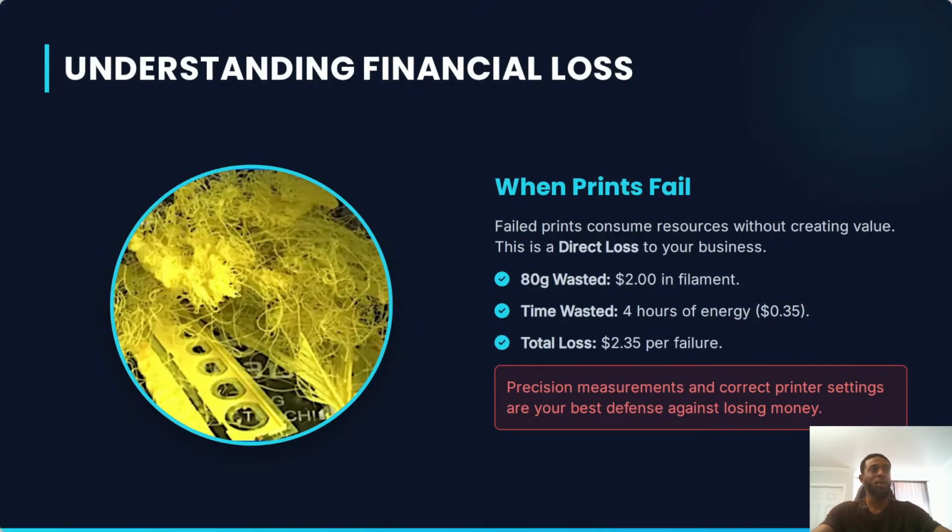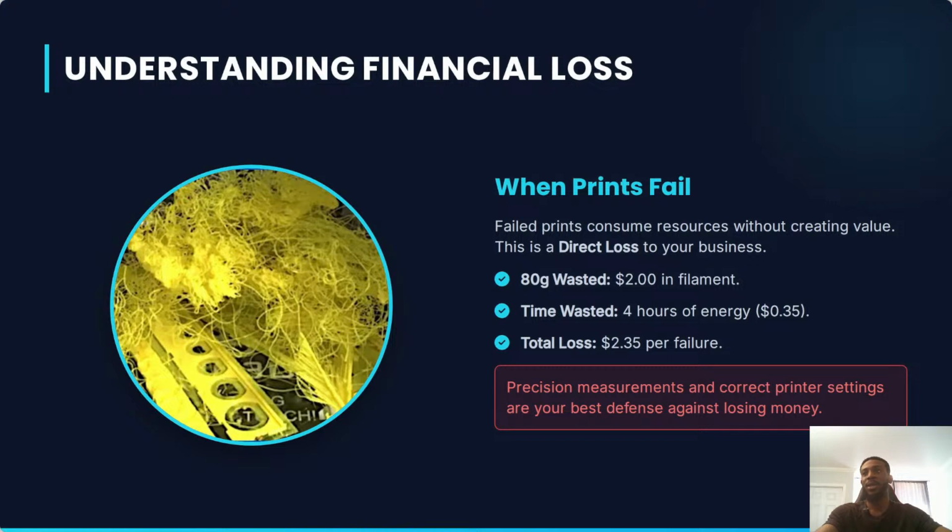Understanding financial loss. This is very important. Failed prints consume resources without creating value. This is a direct loss to your business. 80 grams of filament wasted is $2 in filament. Time wasted, 4 hours of energy, that's about $0.35, and that's about $2.35 per failure. And if you failed about 10 times, that's close to $12 to $15 in loss.